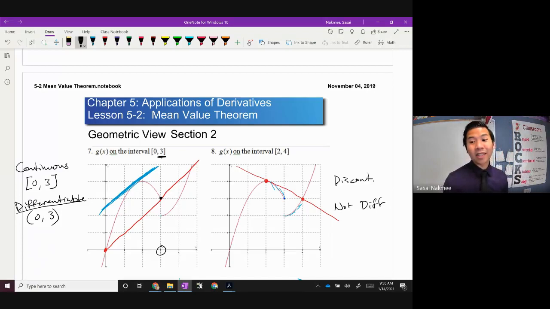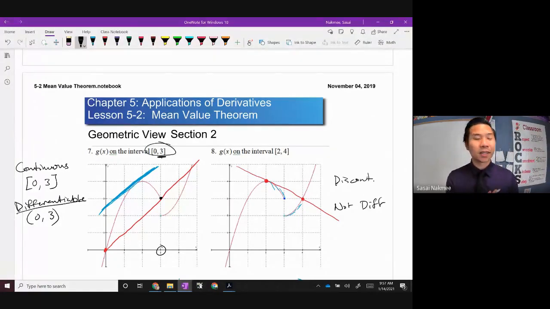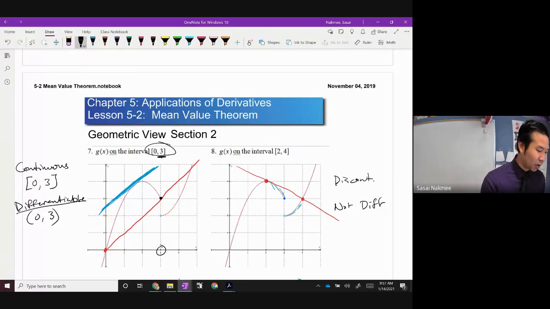But no, that's a good triggering question there that you saw, right? That you're like, that's clearly a jump discontinuity. But yeah, it's because of the interval. We're only focused on the interval that they're telling us to look at, right? We're not looking at the function as a whole. We're looking at it at a specific interval.